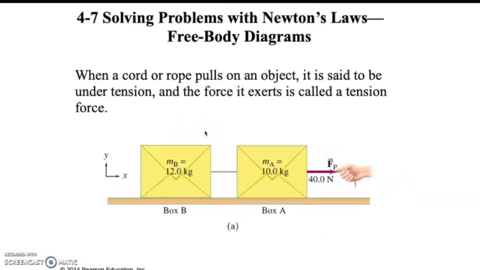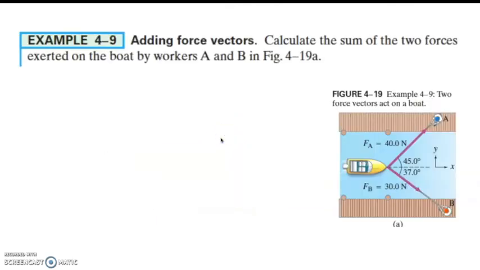Examples. Here's two boxes, and we will solve this problem a little bit later. We're pulling two boxes with a force of 40 newtons, one a 10 kilogram box and the other a 12 kilogram box. And this is tension. Here's your applied force. Here's the tension force in between. And just understand that the tension is going to be the same throughout this string. So the tension on this box is going to be the same as the tension on this box.